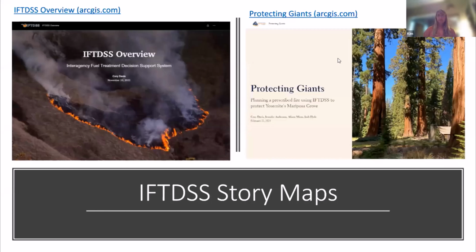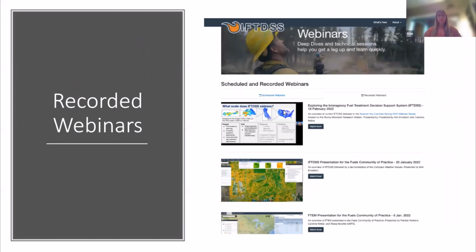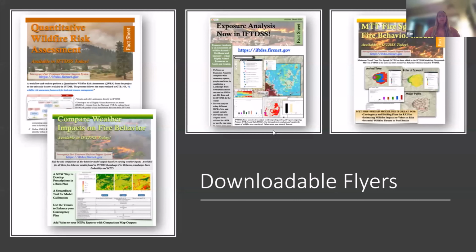And Jennifer Anderson, who's the prescribed fire specialist there, used IFTDSS to do some prescribed fire planning in the park. They were able to implement the plans and then show some of the results from their monitoring. And that's all captured here in this other story map about protecting some of the giant sequoia trees in the Mariposa Grove. We've got a whole pile of recorded webinars on the IFTDSS site, a whole variety of different topics there. We've got some downloadable flyers.